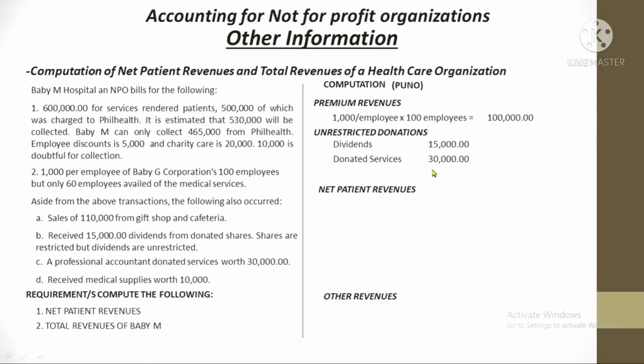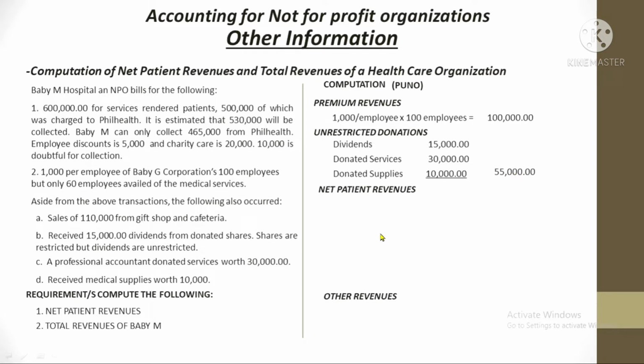That is worth 30,000. It should be considered and recorded here because, again, it met the criteria for recognition. Because number 1, it is a professional service, and number 2, the service is assumed to be necessary for the NPO that it needs to purchase it. And lastly, we have the donated medical supplies of 10,000. So all in all, the unrestricted donations is 55,000.